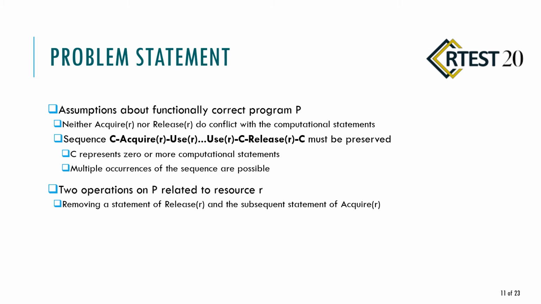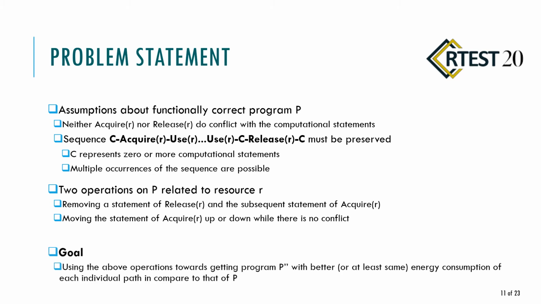We define two operations on P related to resource R. Operation 1, removing a release statement and the subsequent acquire statement. Operation 2, moving the acquire statement up or down while there is no conflict with computational statements. The goal is to use the mentioned operations toward getting program P double prime such that the energy consumption of each individual path of P double prime remains the same as or gets better than the corresponding path of P.